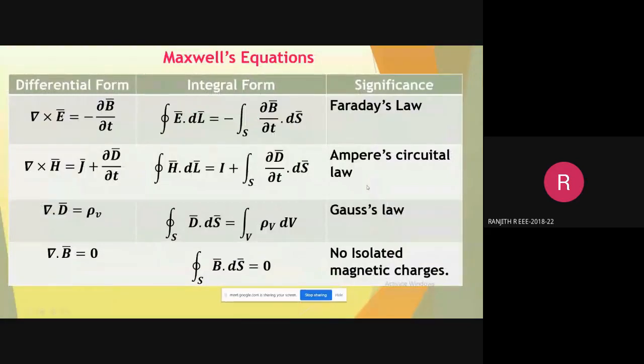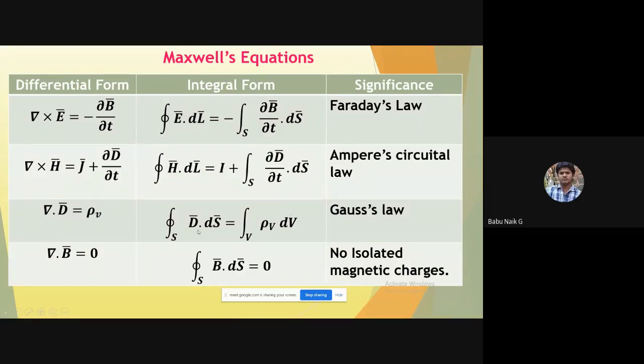So from Ampere's circuital law, which we have seen, del cross H bar is equal to the conduction current and displacement current. In integral form you can write the conduction current plus the displacement current, which is the same as the integration here.